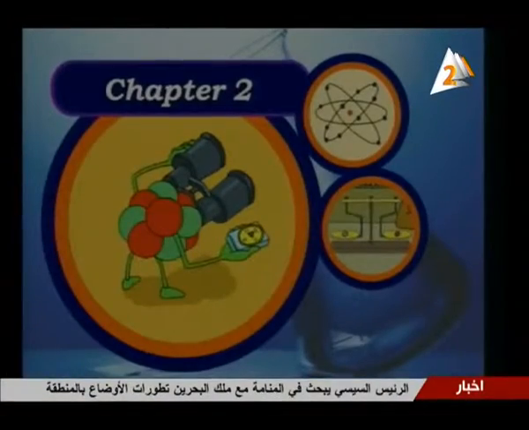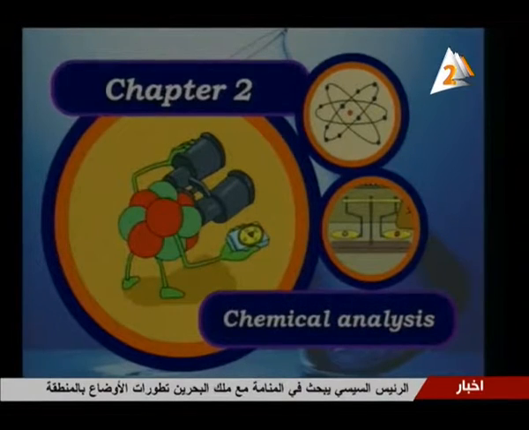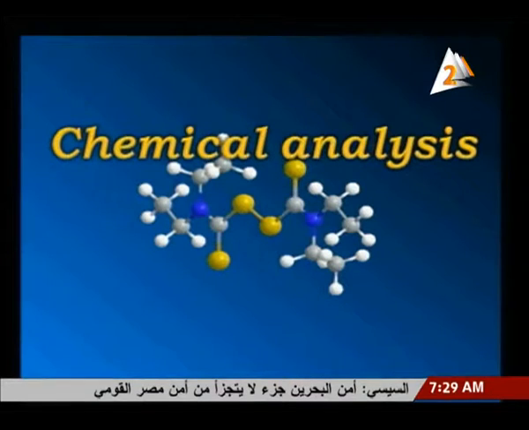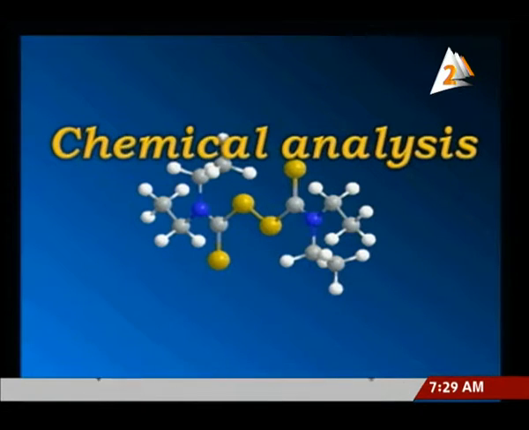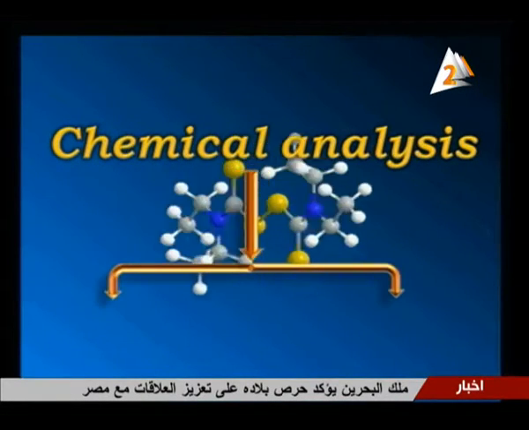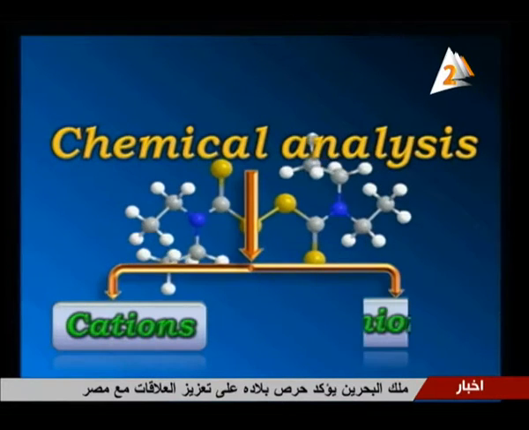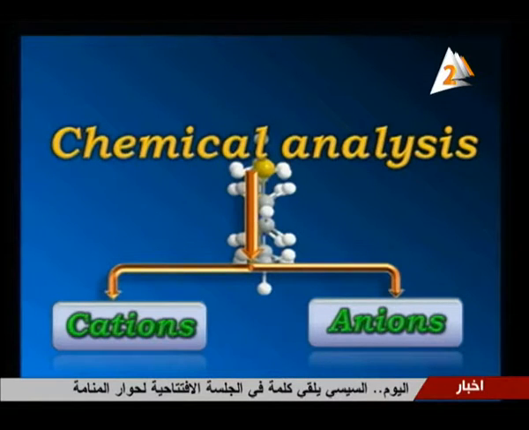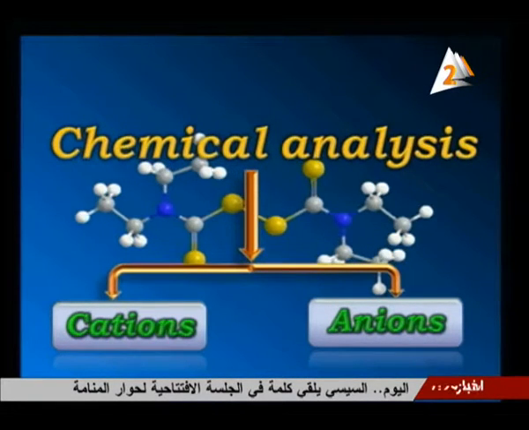Chapter 2. Chemical analysis. Let's see what happened during these reactions. As a beginning, we have a chemical analysis. Do you think what this means? This means we have chemical analysis. It's divided into two parts or two types of these equations. We have cations and anions.